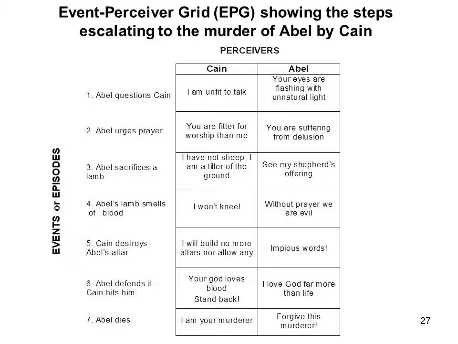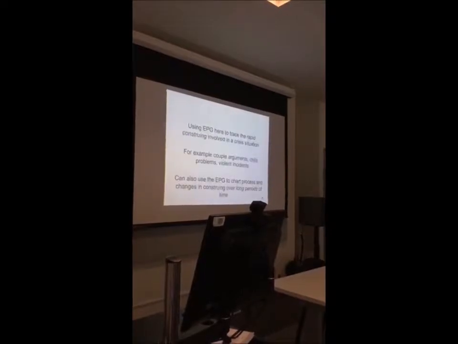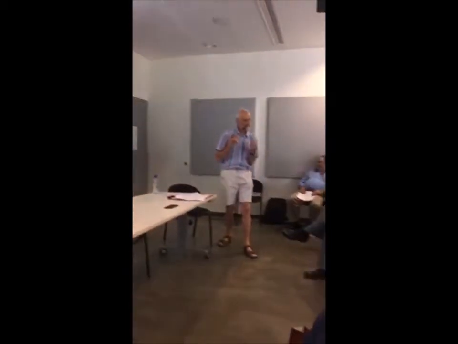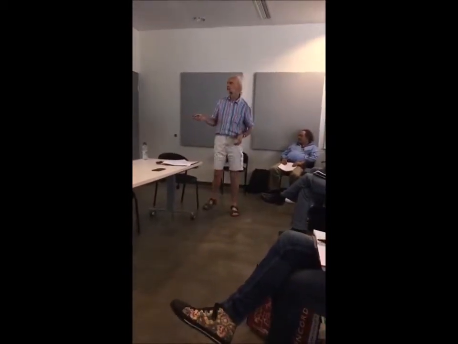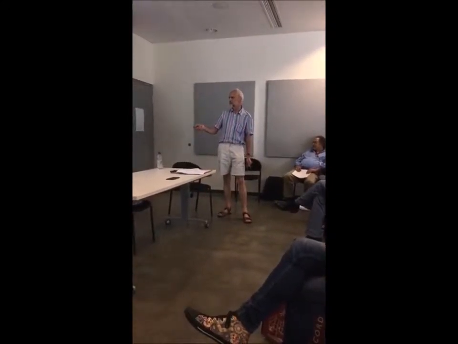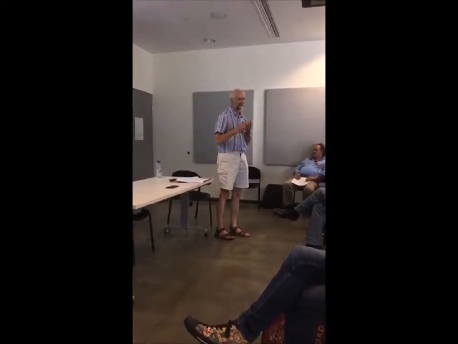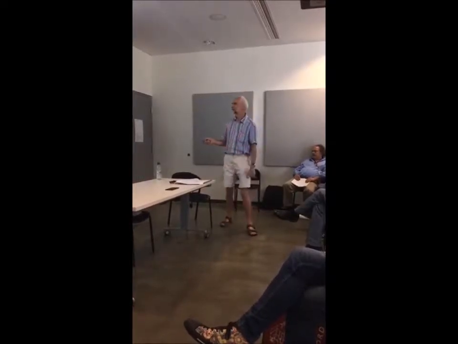So let's look at an example. What we're doing in this sort of grid is looking at construing between, in this case, two people over a period of episodes. Those episodes can be very rapid, and this is clinically very useful for looking at very rapidly developing situations like arguments, violence, child problems, where often there's an escalation very quickly. It's very helpful to break the thing down into steps and look at it. Or you can use it over much longer periods of time, looking at what I would call eras. So the EPG can be an event, episode, or era, if you like, for different lengths of time.